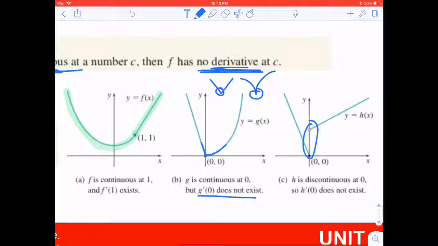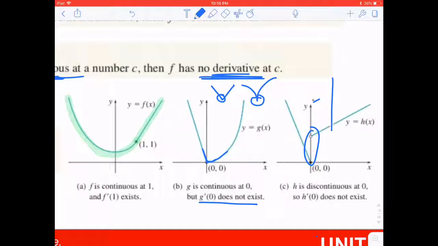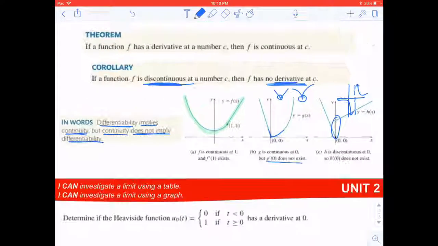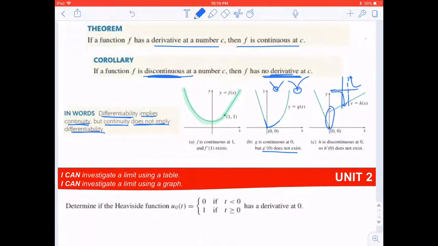If it's discontinuous, especially if we have an asymptote, like a vertical asymptote right there, how are we supposed to find the slope at that point when there's nothing there? So, if a function f has a derivative at a number c, then we know the function has to be continuous if that derivative exists.